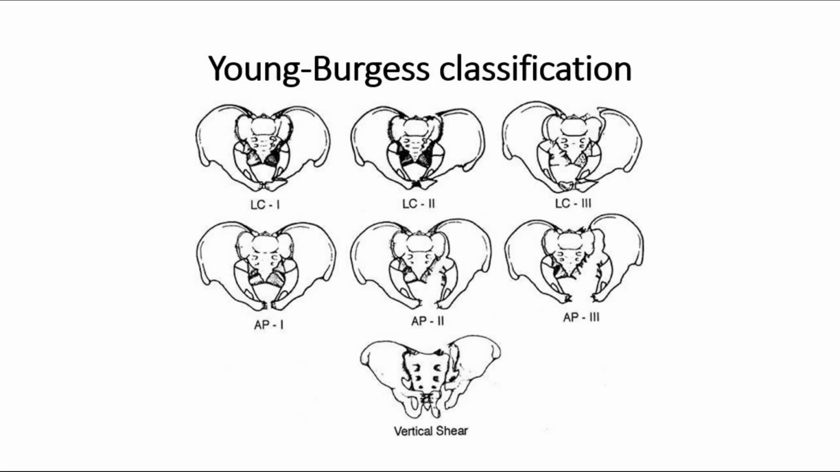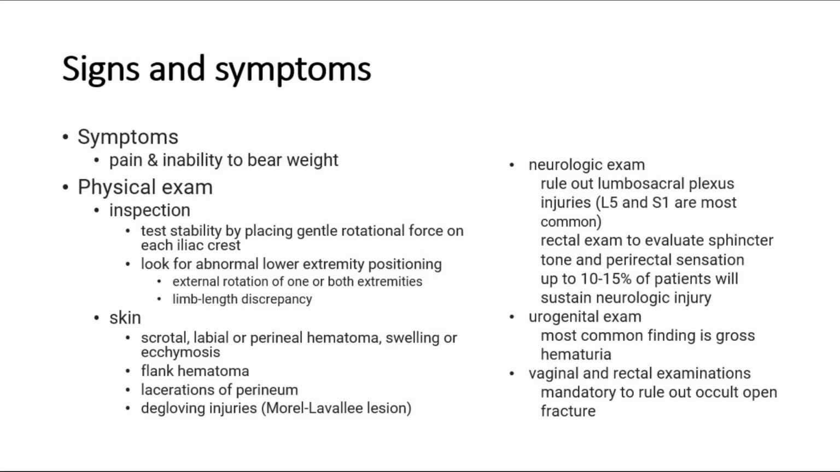For clinical presentation, symptoms are pain and inability to bear weight. On inspection, test stability by placing gentle rotational force on each iliac crest. Look for abnormal lower extremity positioning. Look for external rotation of one or both extremities, and limb length discrepancy. For the skin, look for scrotal, labial or perineal hematoma, swelling or ecchymosis, flank hematoma, lacerations of perineum, or any degloving injuries.